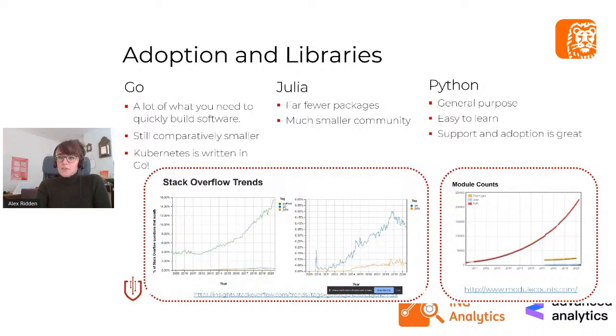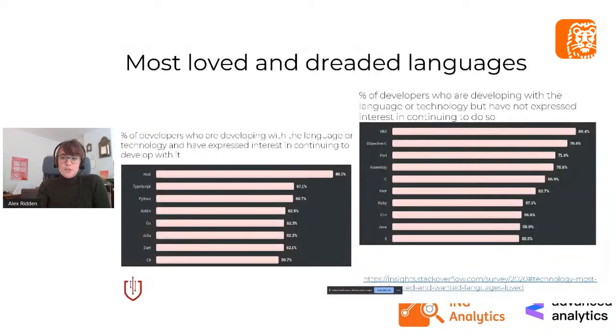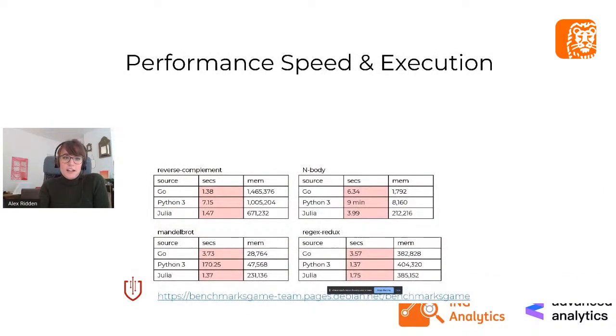I've got a second graph that was a bit tongue-in-cheek. So I found this also whilst I was putting this deck together, which was a percentage of developers who are developing with the language or technology and where they've expressed interest in continuing to develop with it. You can see that Python, Go, and Julia are in the kind of top 6 of those. And then you can see a list of all the languages that have maybe given a few more headaches over the years.